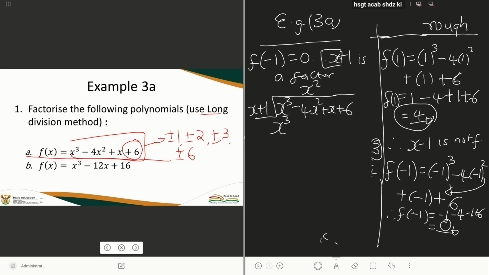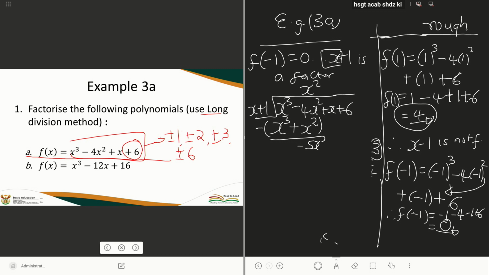What do you do again? X squared again multiplied by positive 1 is positive x squared. Remember to align your terms. And then you subtract the terms. When you subtract, x cubed minus x cubed is 0. Minus 4x squared minus x squared is negative 5x squared.